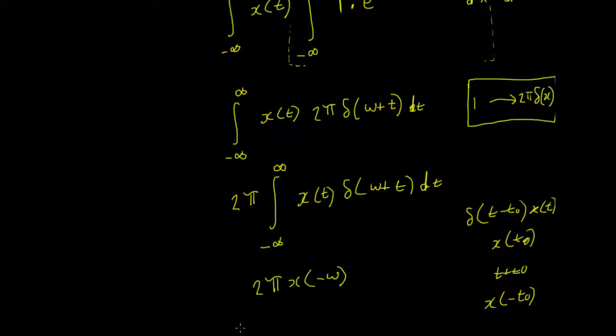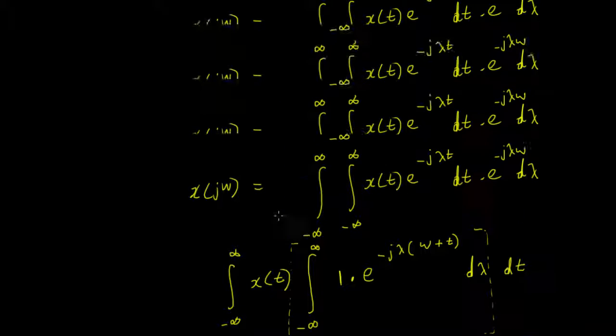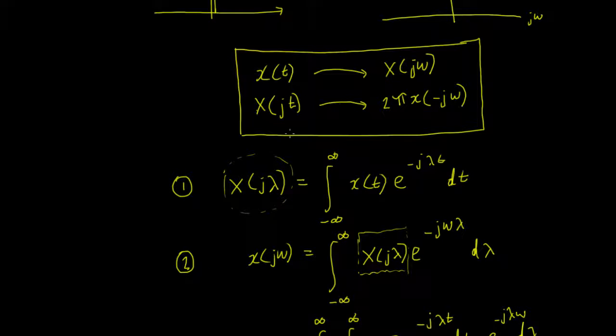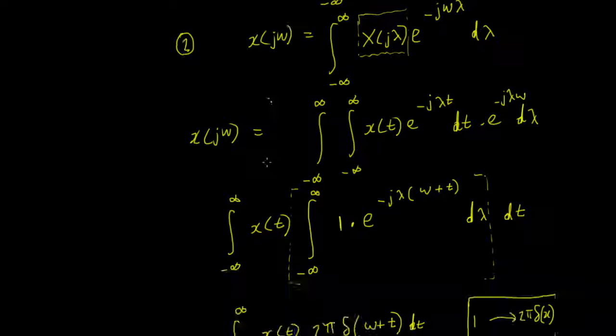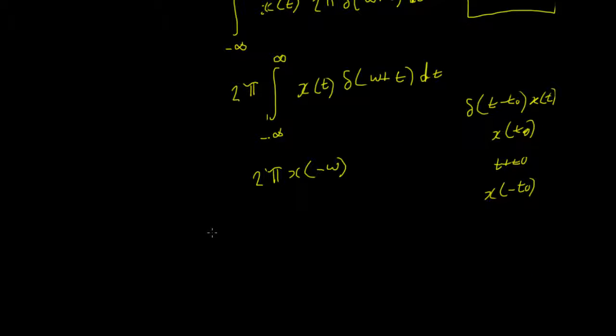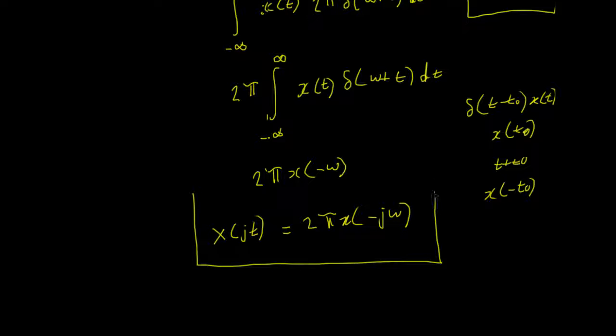So that whole thing can be rewritten, and we can see that that whole thing is just what we've got up here. So we now have a factor of j, so we say if we had x of jt, it would equal 2 pi x of minus j omega. Okay, so that's the little proof there.